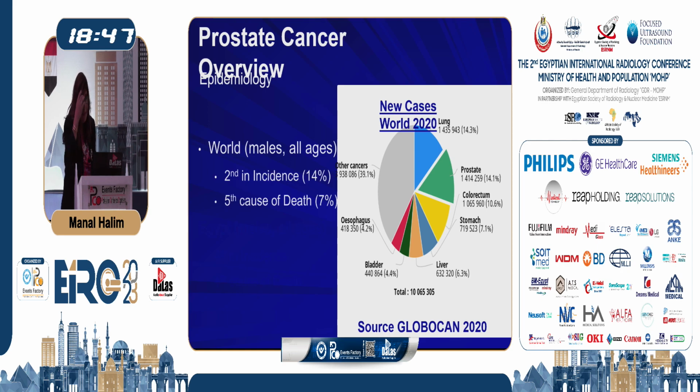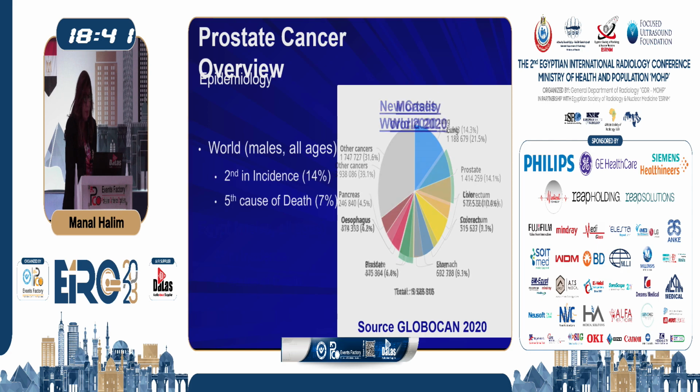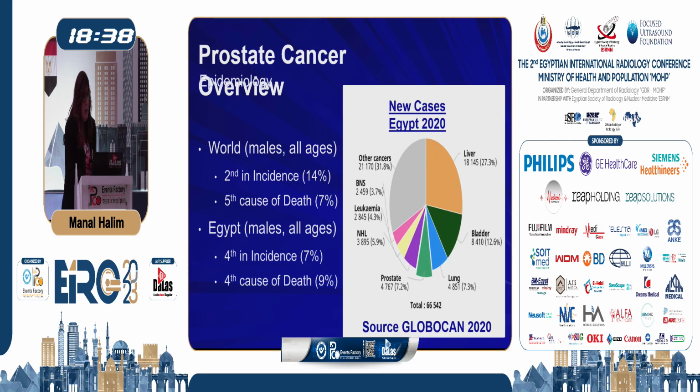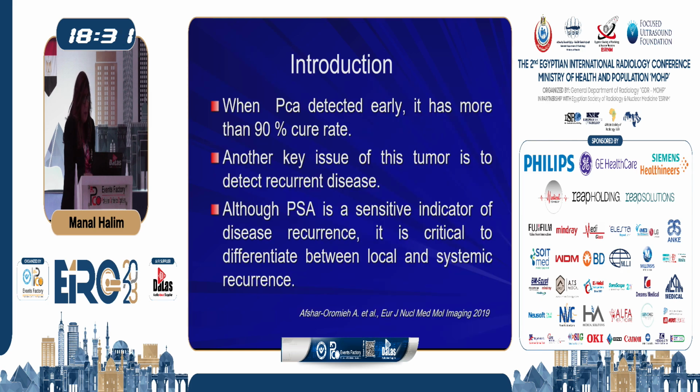Over the world, in males of all ages, prostate cancer is the second most common cancer, at 14%, and the 5th cause of death. In Egypt, it's the 4th in incidence and the 4th cause of cancer death. When prostate cancer is detected early, as Professor Yali and Professor Padani told us, it has more than 90% cure rates, and that's why we have screening programs. Another key issue of this tumor is to detect recurrent disease after treatments.